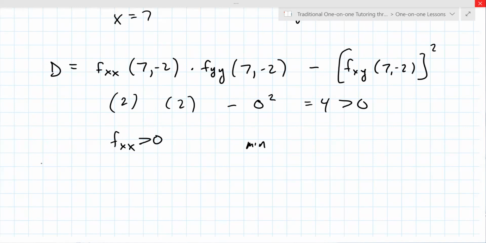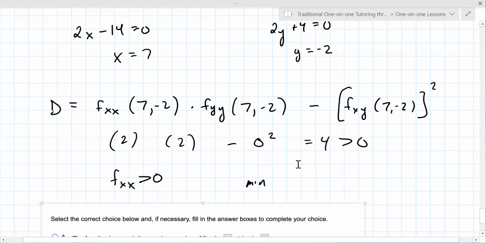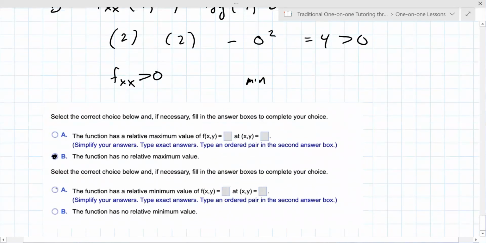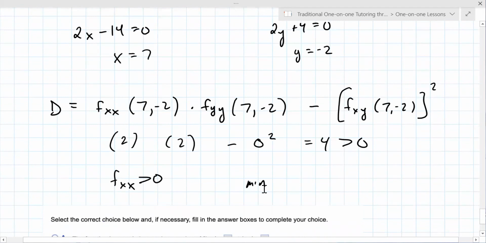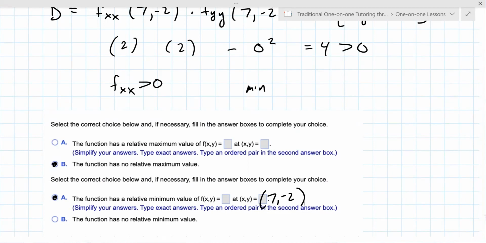And then it would just be -10, right? Let me go back and look. It's whatever the original function is. Yes, -10. Oh, but no, sorry, we have to put 7, -2 back into that function. So it will be whatever that ends up being.